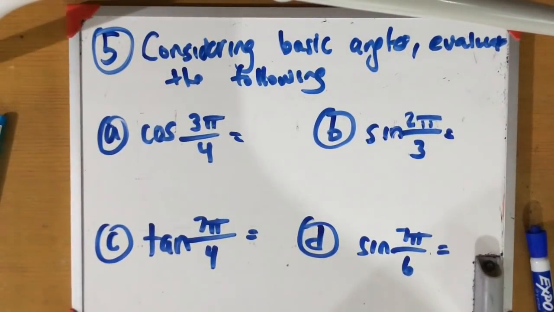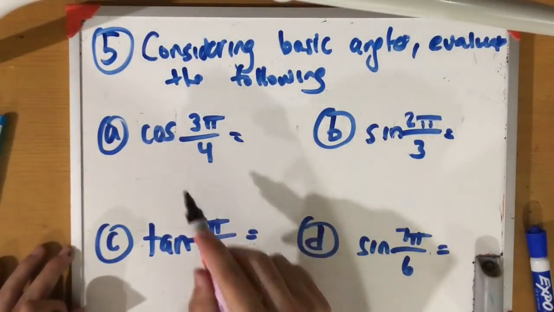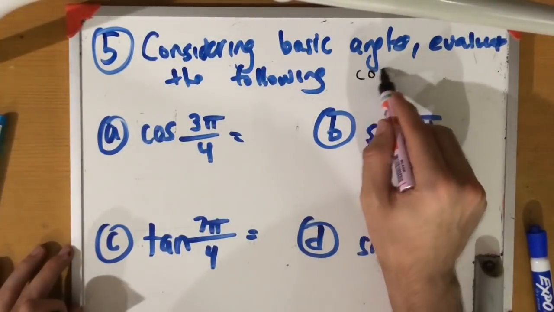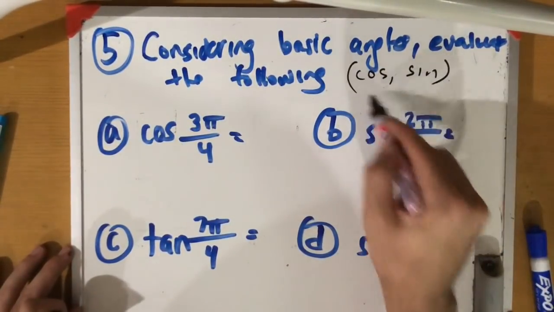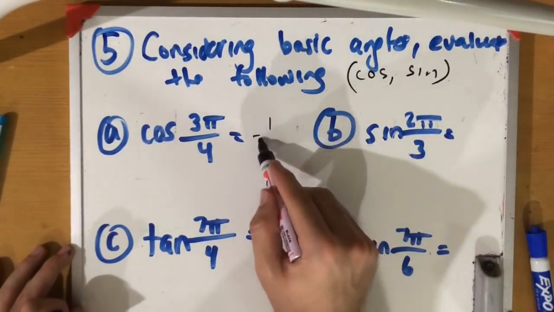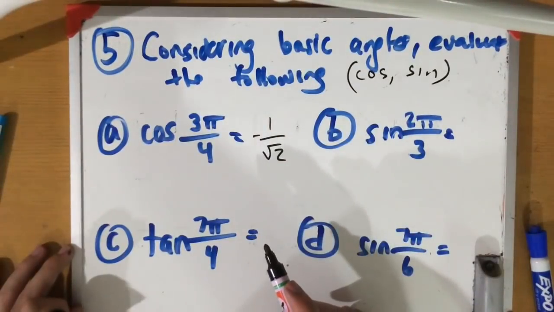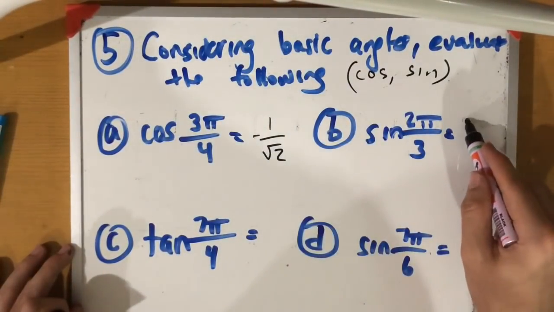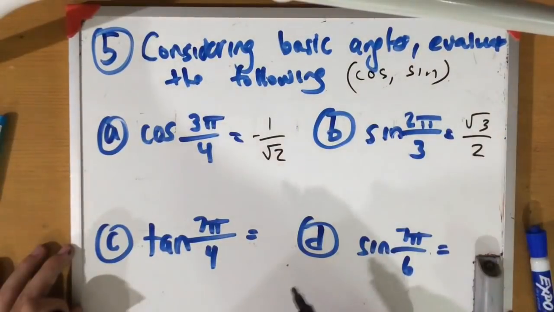Alright, 5, considering basic angles, evaluate the following. Now, naturally all these follow your unit circle, which you should know. Again, you know it in degrees, you should also know it in radians, which is a test. Okay, so again, your unit circle is always going to be cosine, sine. If you know that, naturally you know all these values. So this would end up being 1 over square root of 2. B is square root of 3 over 2.